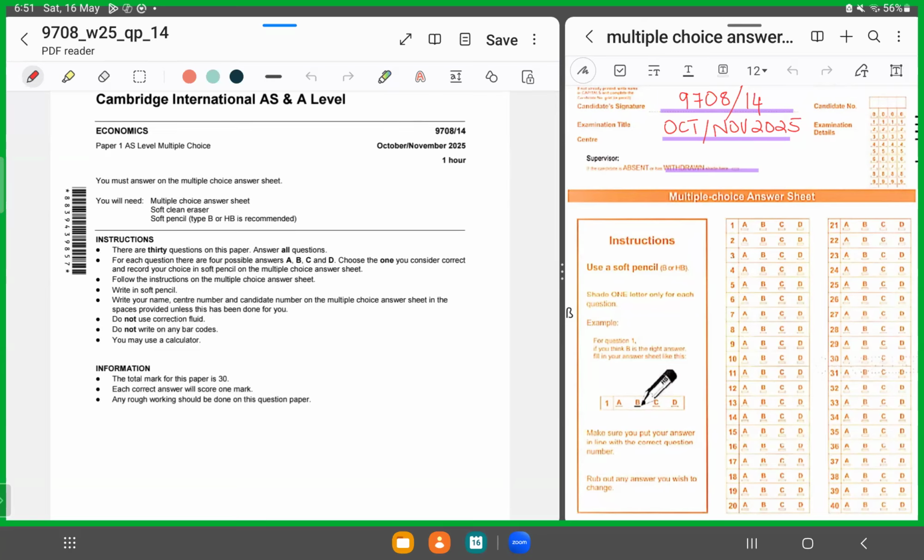October, November 2025, 9708, Region 14. We'll be solving MCQs today. So let's see what this paper has brought for us today.